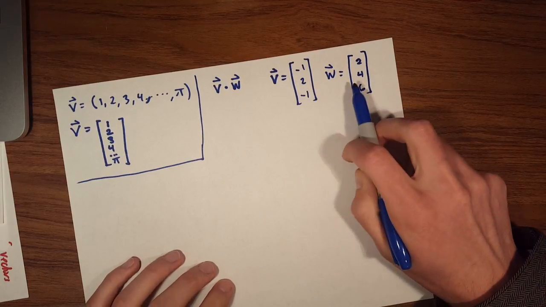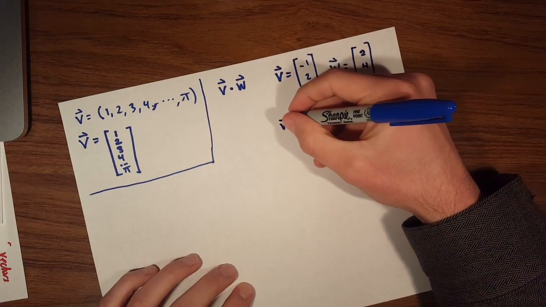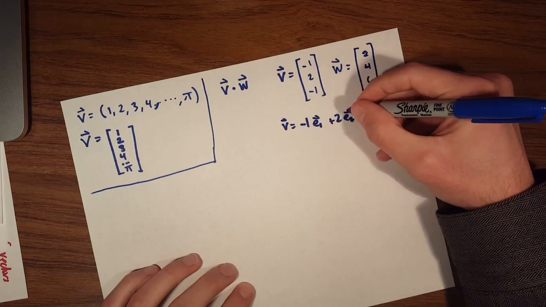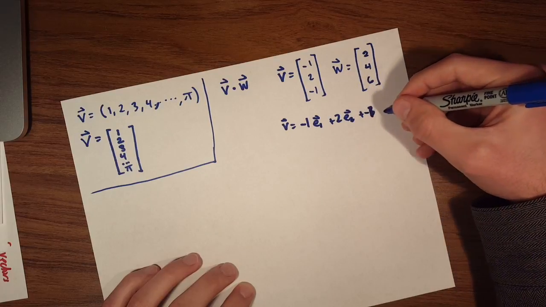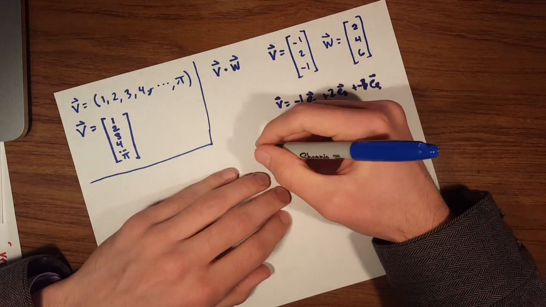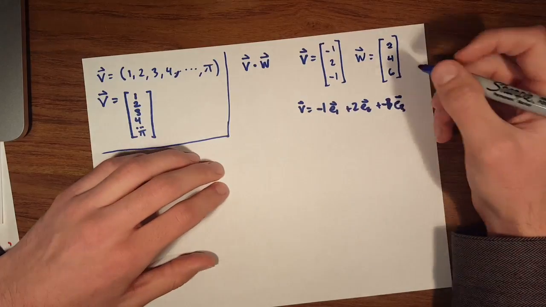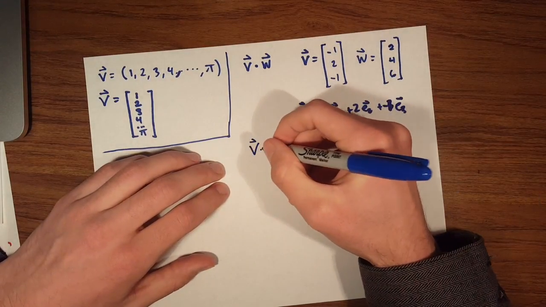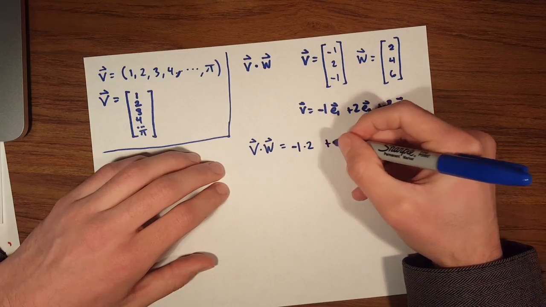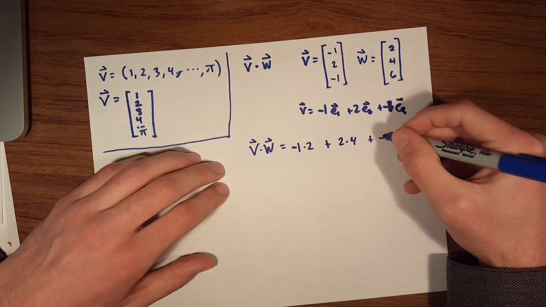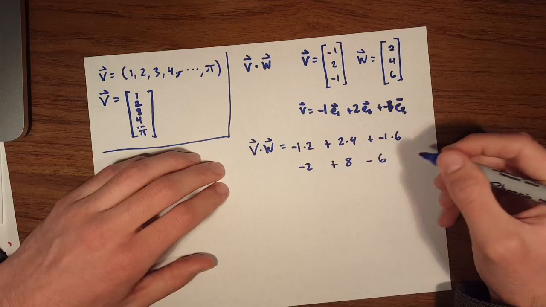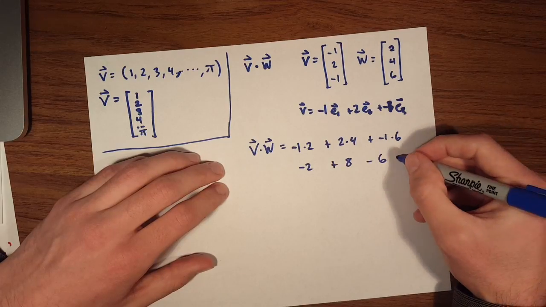Remember that I'm doing this with respect to an orthonormal basis, so these are the components of v. So v is -1 times the vector e1 plus 2 times the vector e2 plus -1 times the vector e3, and so on, where e1, e2, and e3 form an orthonormal basis. Then according to our formula for the component form of the dot product, v dot w would be minus 1 times 2 plus 2 times 4 plus minus 1 times 6. So this is going to be minus 2 plus 8 minus 6. And so this is going to be 0.